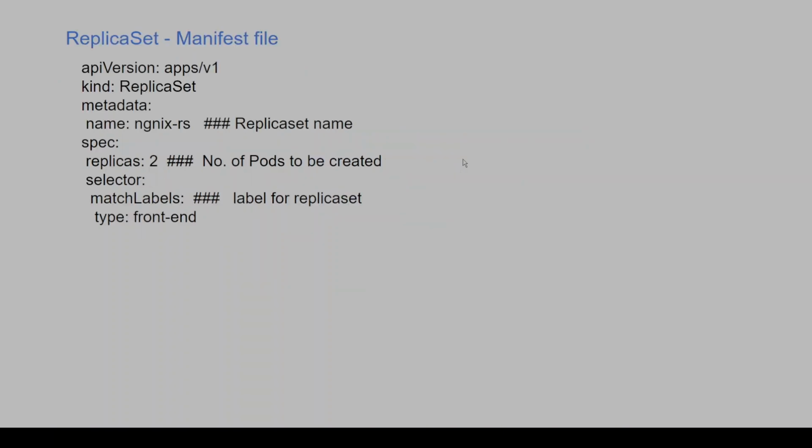Now we will see the ReplicaSet manifest file. If you can see, first it will have the API version of apps/v1, and kind will be ReplicaSet, and then we will give it a name called nginx-rs. It will be the name for the ReplicaSet. Then we will give spec, and in that we will first decide replicas, how many pods we want to create, and then we will give a selector to our ReplicaSet. Accordingly it will select the pods. So in that we will mention matchLabels and the label which we have given to our pod.